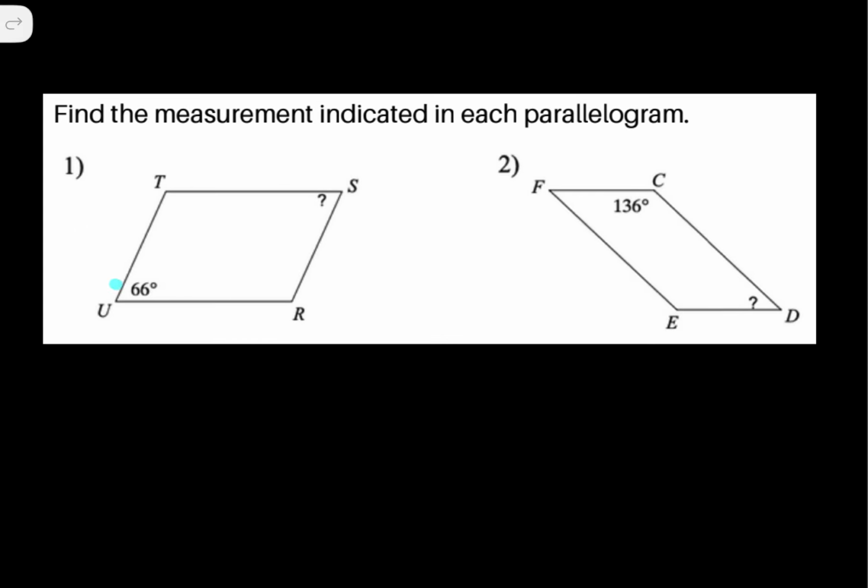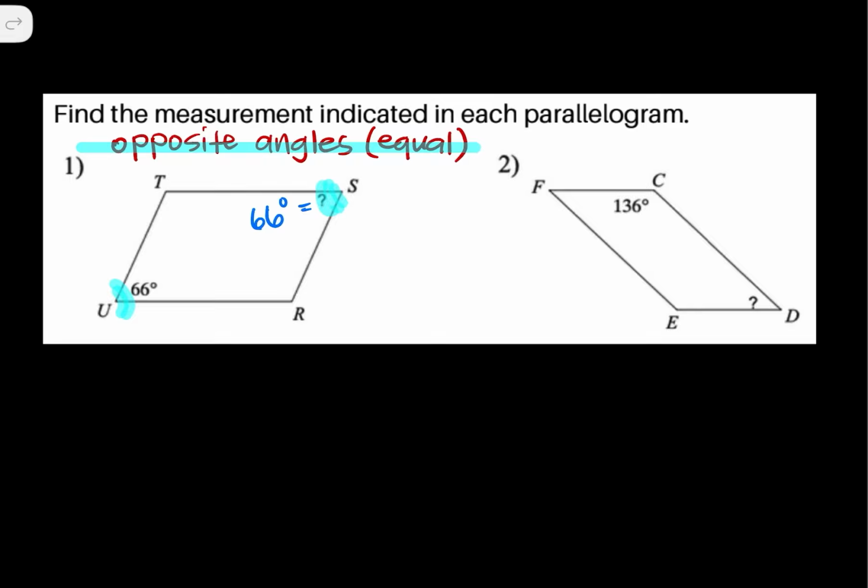So I'm looking at angle U, and angle U is opposite to angle S. U and S are opposite angles, and opposite angles are congruent, meaning equal in measure. So that's how I know that angle S is also going to be 66 degrees. Let's move on to the next one.